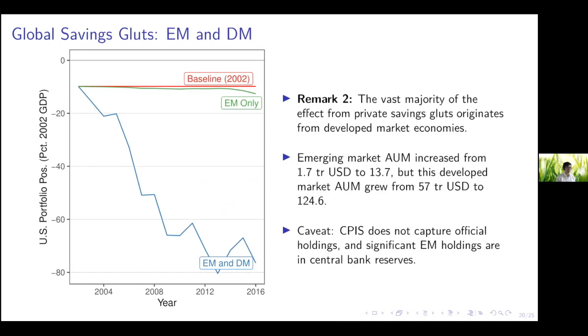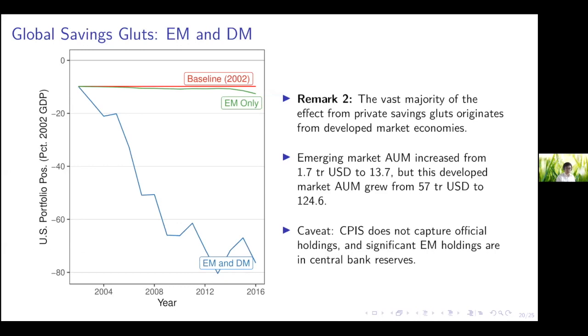The second remark I really want to make here is that the vast majority of the effect of private savings gluts is originating from developed market economies and not from the EM economies. Emerging market AUM, you can see in the CPIS data at least, is increasing from 1.7 to about $14 trillion. This is huge in relative terms, but it's absolutely dwarfed by the increase in market AUM from the developed market economies, which grew from $57 trillion to 125. We're running the counterfactual here. The green line is what happens if you only allow the emerging market economies to have their AUM grow according to the data, and the blue line is what you get after you add in both EM and developed markets.